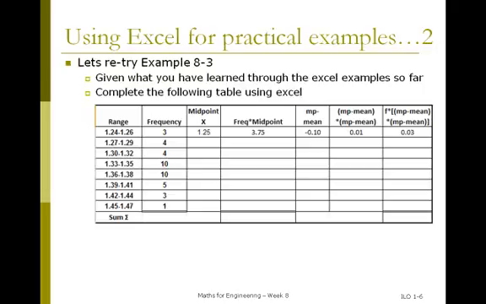So to do that, you can click on the frequency cell, insert a star sign, and then click on the midpoint cell and press enter, and this will automatically enter the frequency times the midpoint value. So continue on and complete the table as we've done before to get each of the values.